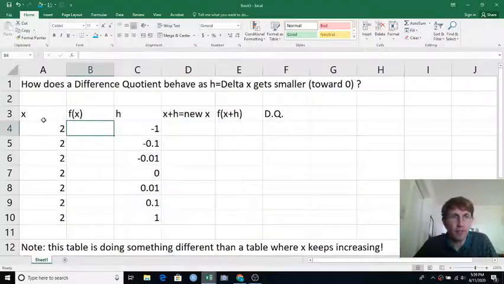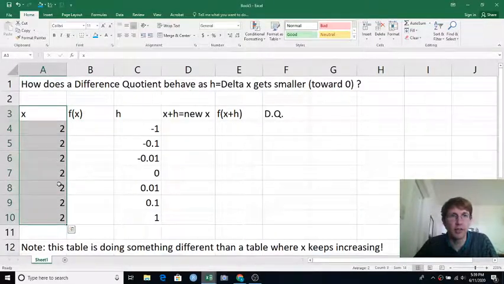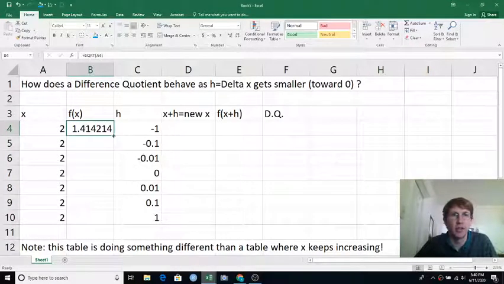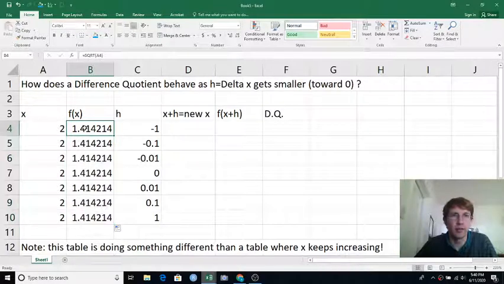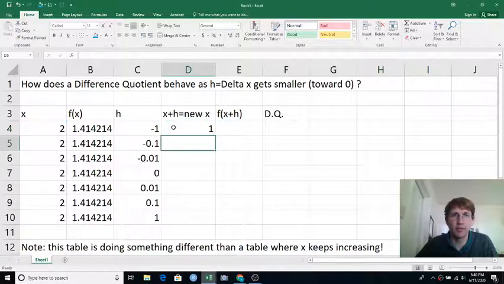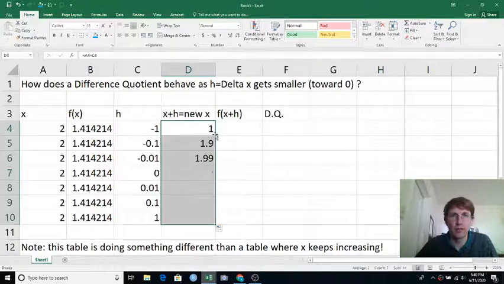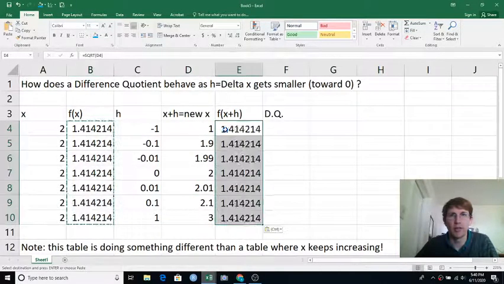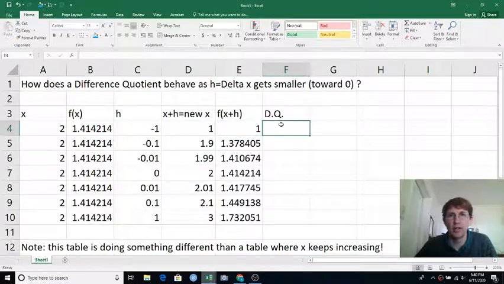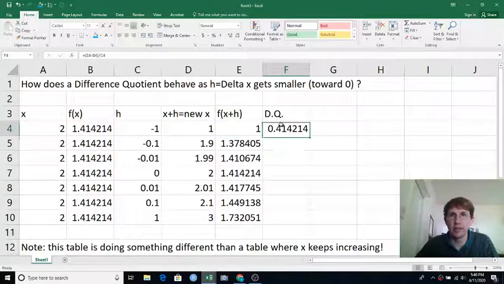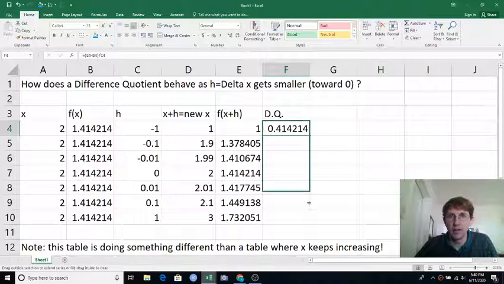Here we go. So I've got our central point x equals 2, and we'll say square root of 2. And so that's the square root of 2. And then we'll say my new x is my old x plus h. So we'll get tiny deviations from 2, and then we'll take the square root of all those values. And then what's my difference quotient? New f value minus old f value, divided by h, or delta x. And what do we see here?